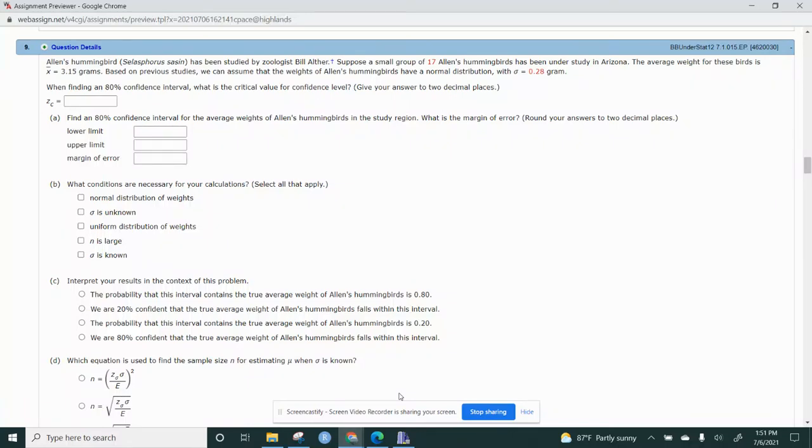Hey, I'm going to do number 9. All right. So it's looking at hummingbirds who've been studied by a zoologist. Suppose that a small group of 17 hummingbirds was being studied in Arizona. The average weight of these birds is 3.15 grams.